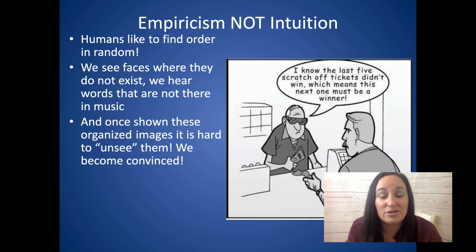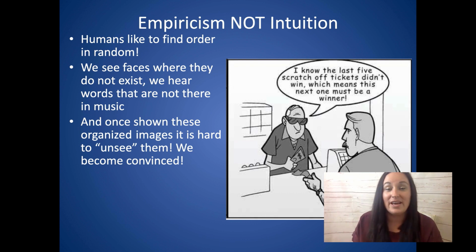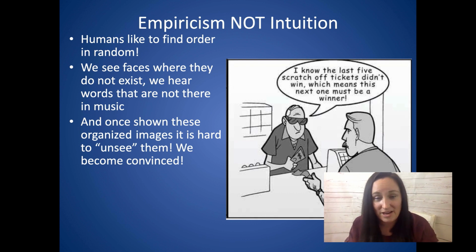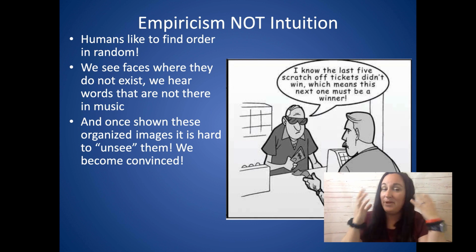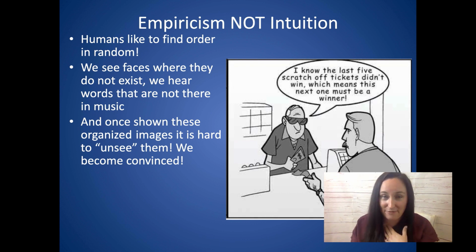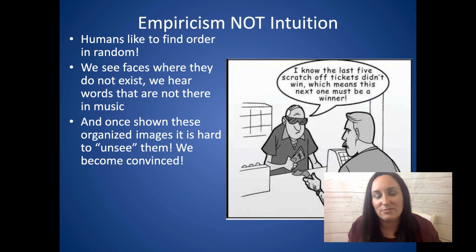So once we are shown these organized images, it's hard to unsee them. When someone points them out to us, when they say, hey, look at this piece of toast, do you see Charlie Brown in it? Now I'm picturing Charlie Brown and I'm trying to find his face in there. So I'm going to have a better time finding it. But if you had just showed me that piece of toast and not given me that background, I probably would not find Charlie Brown.